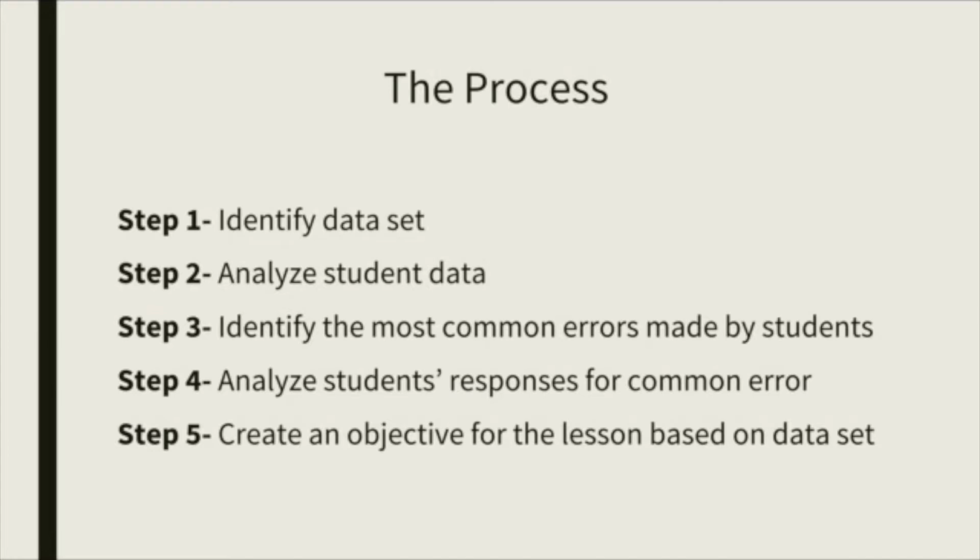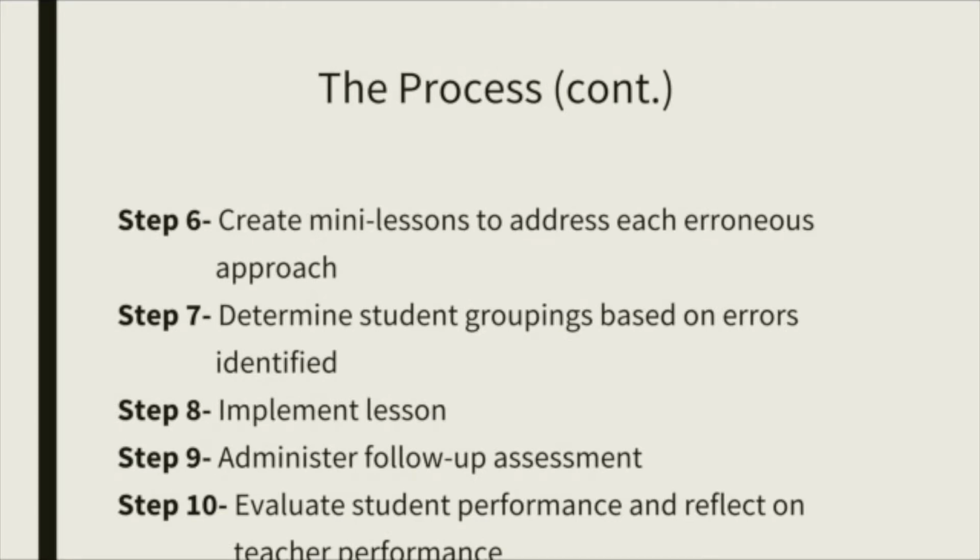You're going to have some that guessed, so you're going to have a level of trust with your students so that in preparation for your mini lessons, you can ask the students, how many of you guessed? So then you can put them in the category of students that didn't answer. Then you're going to create an objective for the lesson based on the data set. Create mini lessons to address each erroneous approach. So I have a mini lesson for my students who miscarried their remainder, one for my students who didn't multiply correctly, and one for my students who didn't attempt or who guessed.